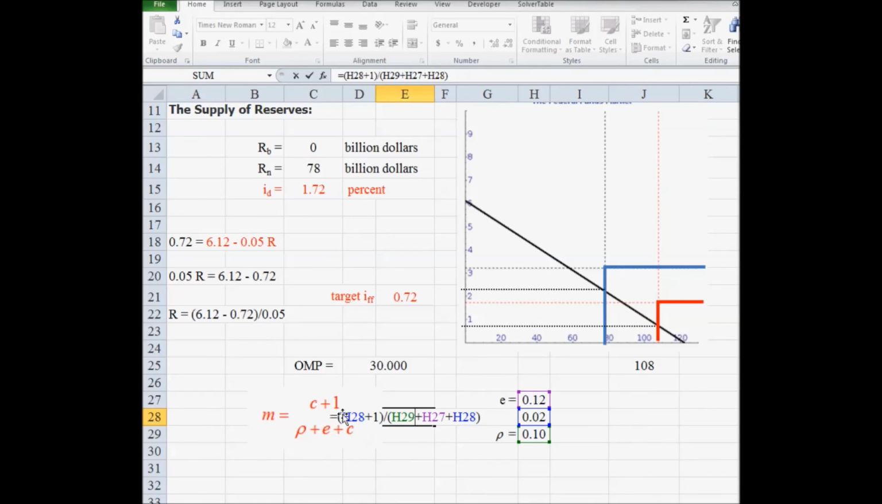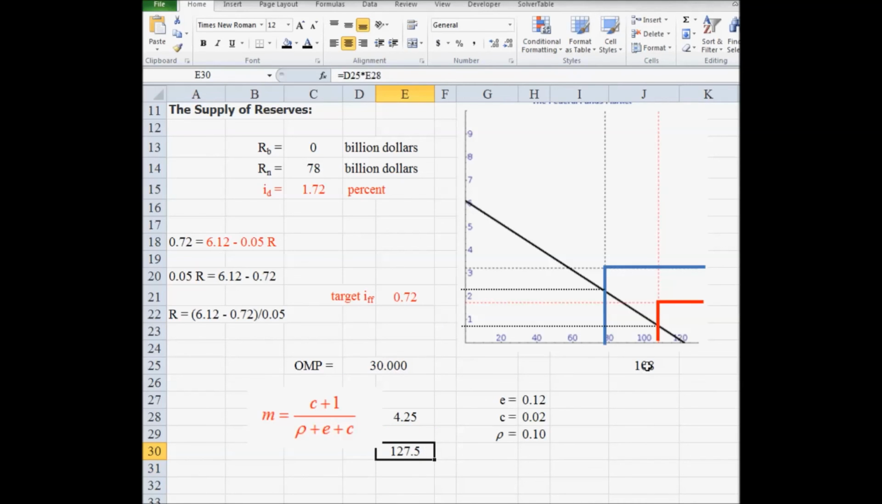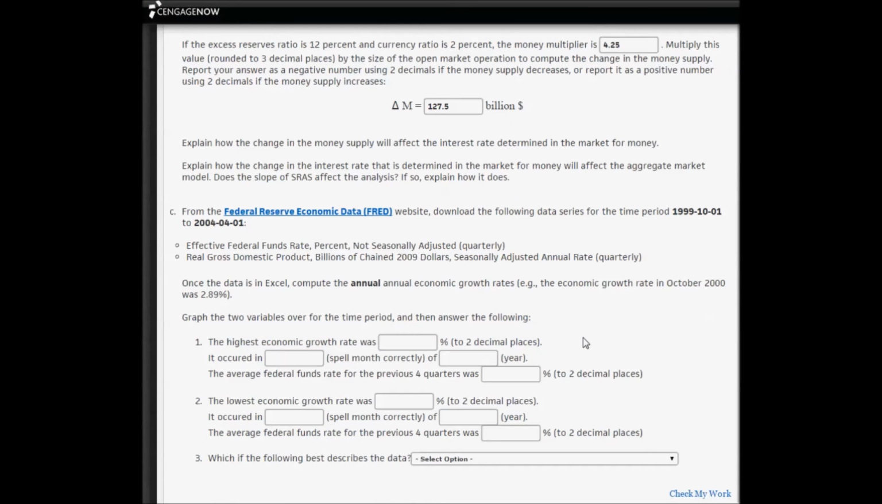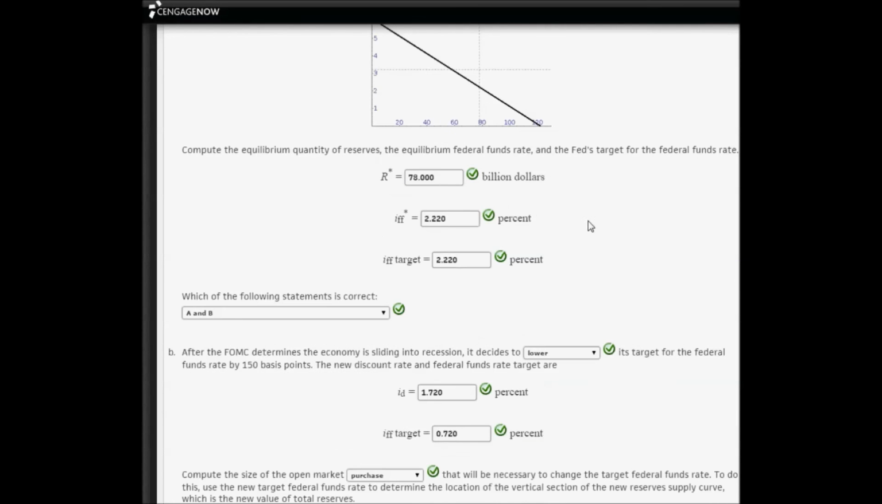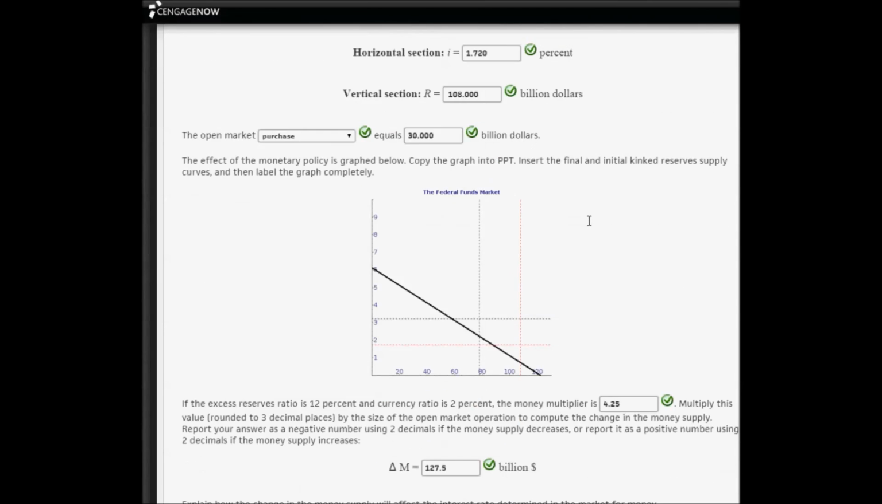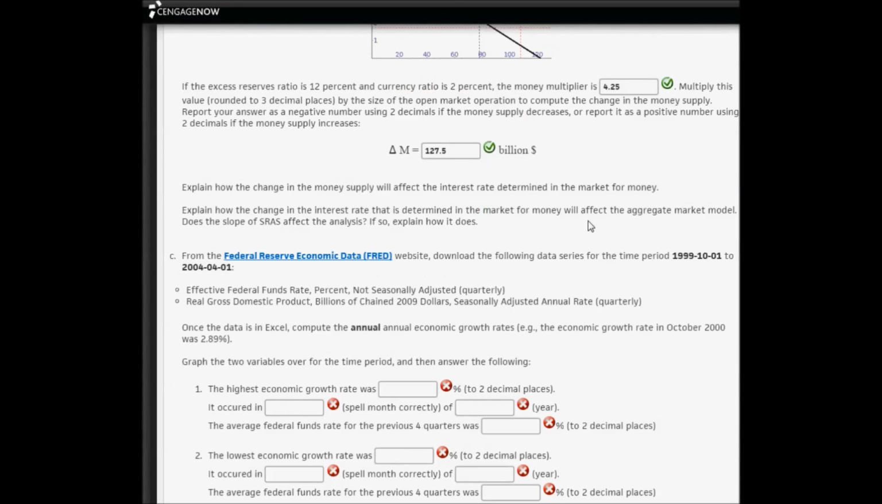So the money multiplier, again, H28 is the currency drain. We add that to 1, and then we sum up the three values over here, and we get 4.25. With an open market purchase of $30 billion and a money multiplier of 4.25, the increase in the money supply is 127.5. I'm going to check my work, and I should get everything but part C correct, which I leave up to you. And it looks like I get everything correct, except for part C.